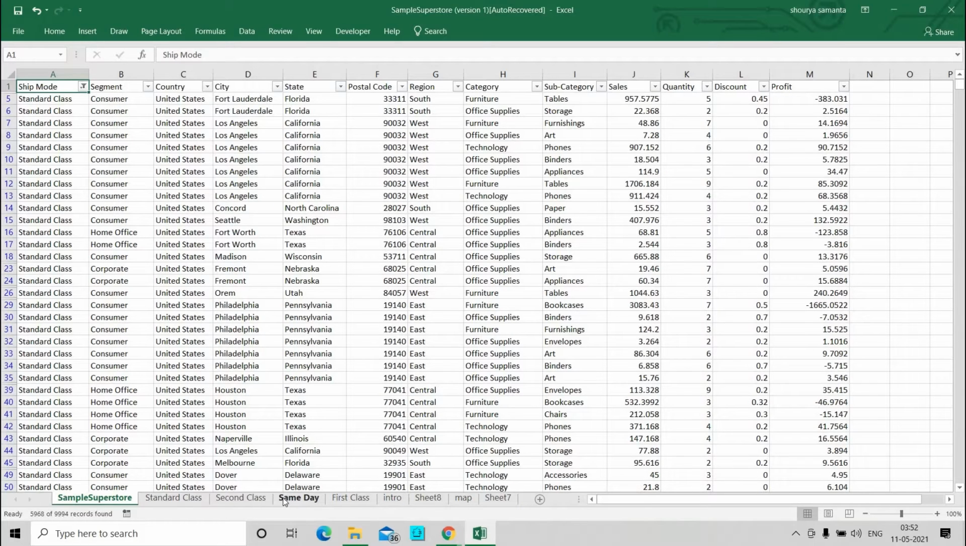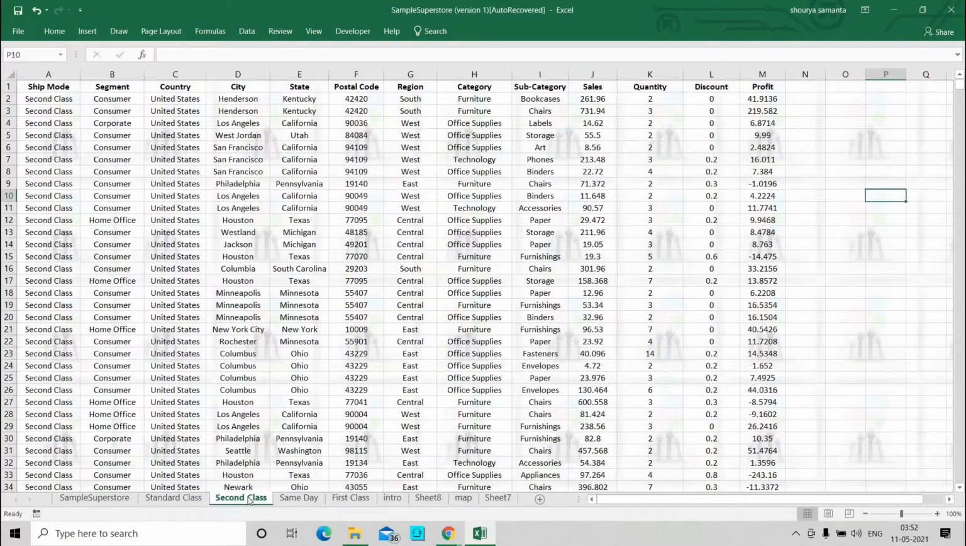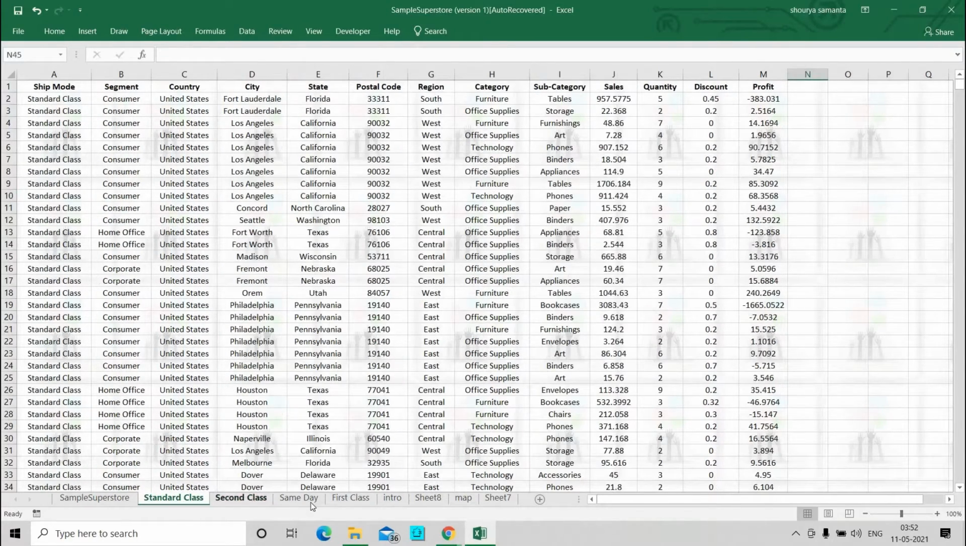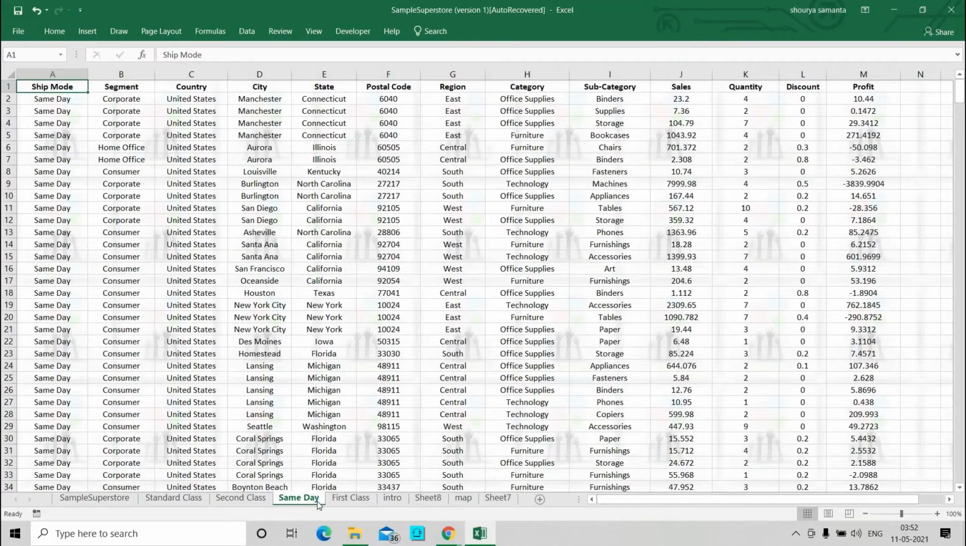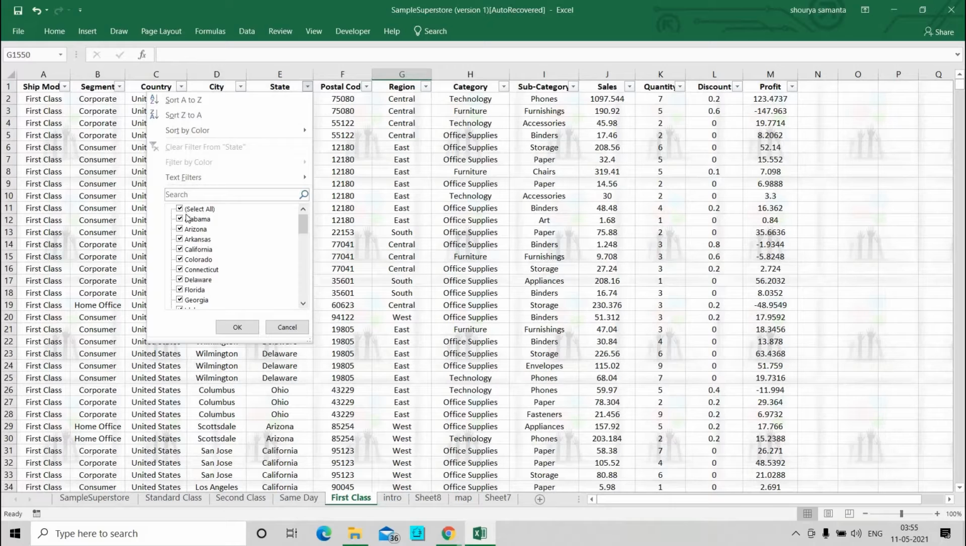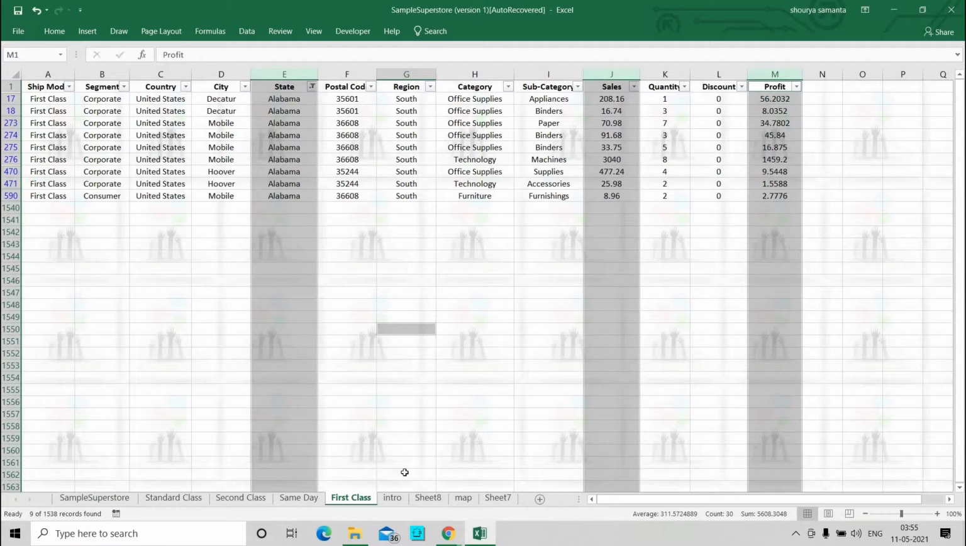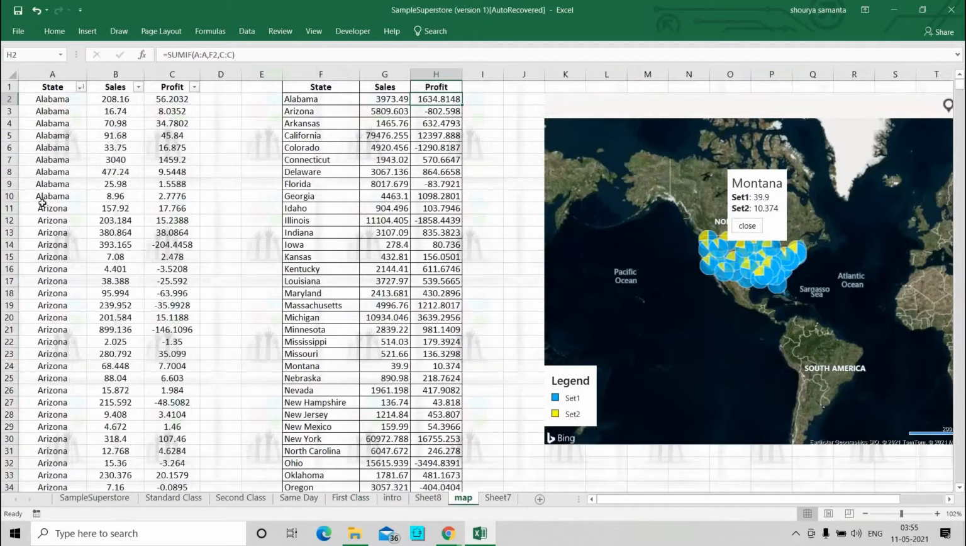I have copy pasted all the shipments in different worksheets. Like these are all the data from first class shipments. These are from second class. These are from standard class, and these are from same day shipments. Again, here we have applied filters and selected different states, and their corresponding sales and profit data into another worksheet.